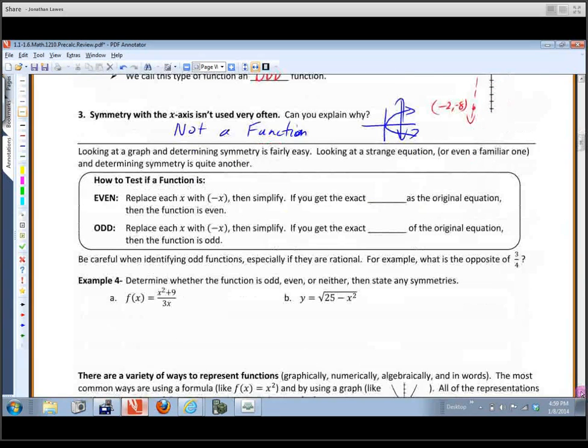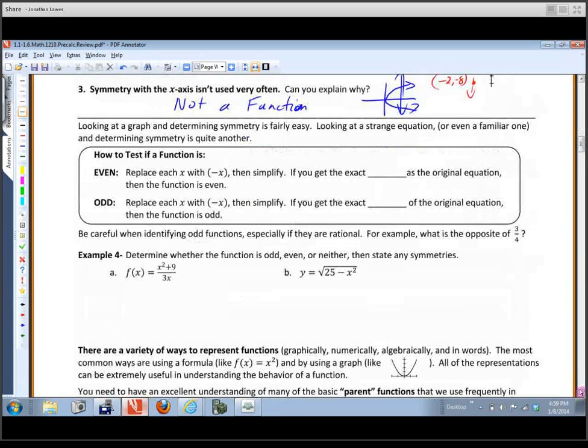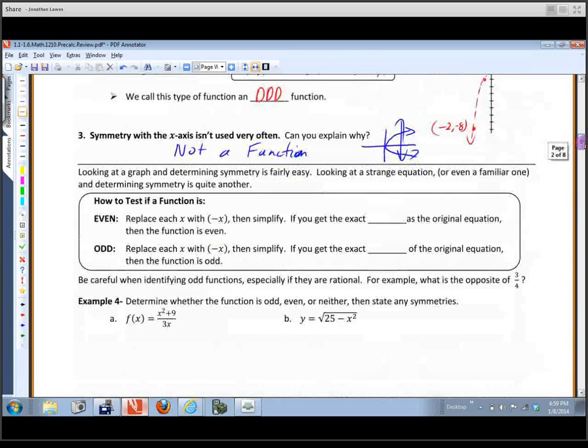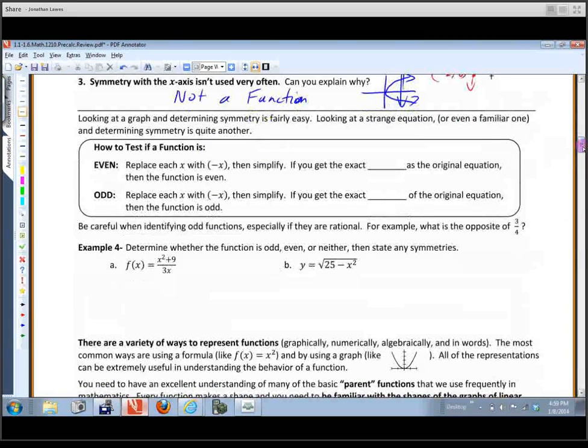We use those a lot. So looking at a graph and telling whether or not it's an odd or even function, whether it has any type of symmetry, is pretty easy. But looking at a weird function, or even one that you're pretty familiar with, without a graph is kind of difficult. So let me remind you of what the test is for odd and even functions.